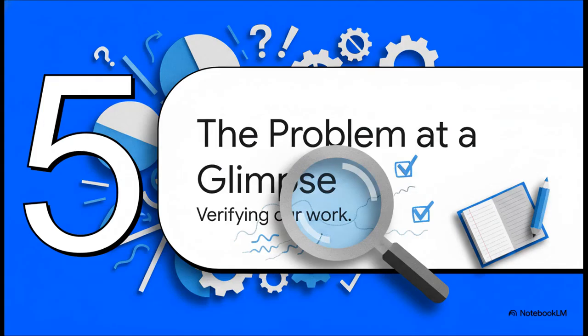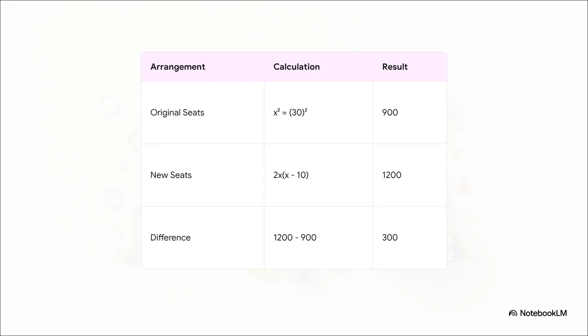Now, before we celebrate, it is always a good idea to do a quick check. This is how you catch small mistakes and prove to yourself that your answers are definitely correct, because they fit the original story. Let's just run the numbers. The original number of seats was x squared. With x being 30, that's 30 times 30, which is 900 seats. We just found that the new number of seats is 1,200. So what's the difference between 1,200 and 900? It's 300, which is exactly the number the problem gave us. It works. The check confirms our answers are spot on.